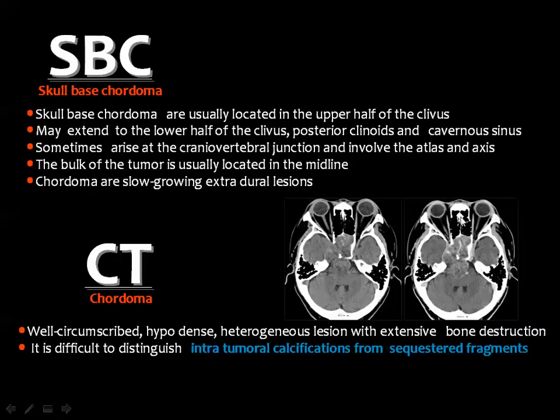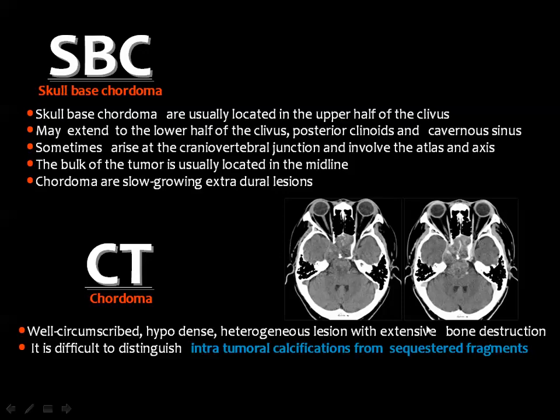The skull-base chordomas are usually located in the upper part of the clivus, and it may extend to the lower part of the clivus, posterior clinoids, and the cavernous sinus. Sometimes it arises at the craniocervical junction and may involve the atlas and axis of the upper cervical vertebrae. The bulk of the tumor is usually located in the midline, which may help in the differential diagnosis from chondrosarcoma. Chordomas are slowly growing extraaxial lesions.